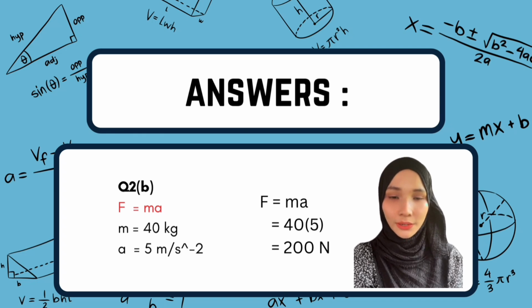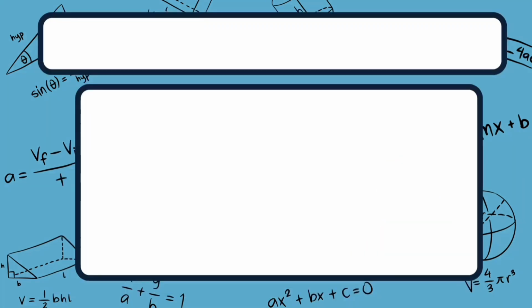Next, the answer for question 2b. Since we have to find the force, we use the formula force equal to mass times acceleration. Given mass equal to 14 kg and the acceleration is 5 meters per second squared. So, we can calculate and get the final answer, which is force equal to 200 Newtons.